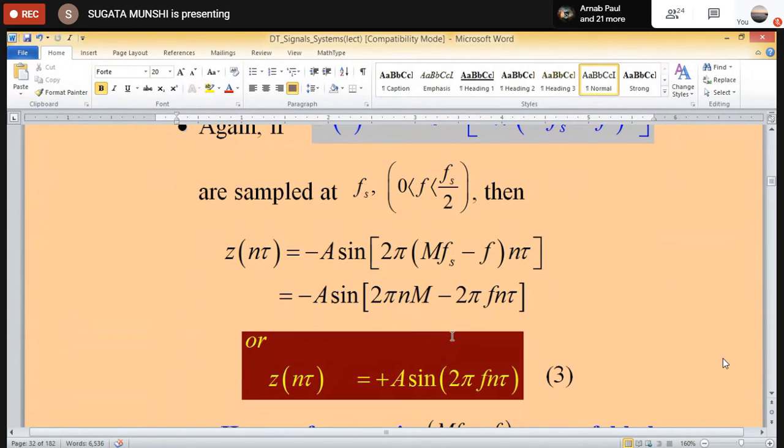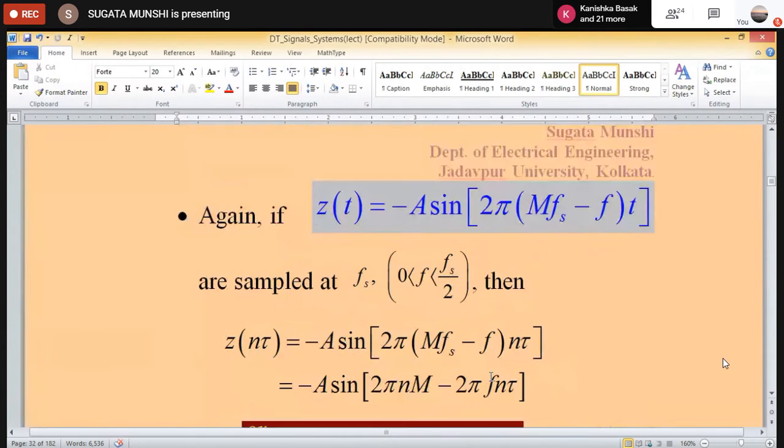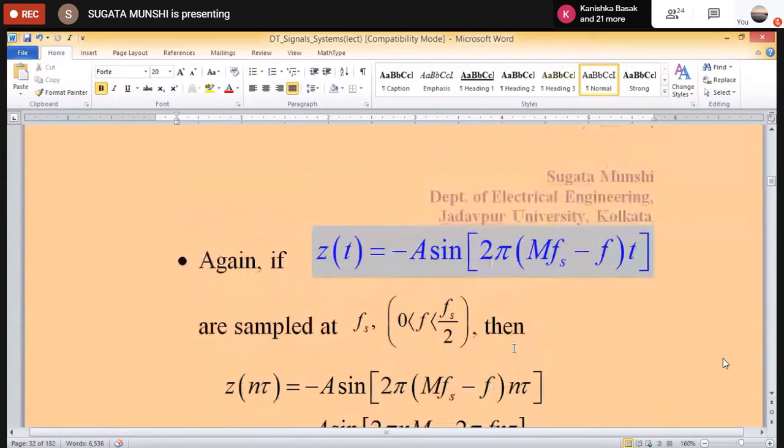What will it settle down to? z(n tau) equal to a sine twice pi f n tau, same as y(n tau), same as x(n tau). Therefore, here also you cannot distinguish between the sampled version of an analog sinusoid with frequency f and analog sinusoids with frequency m fs minus f, where fs is the sampling frequency.